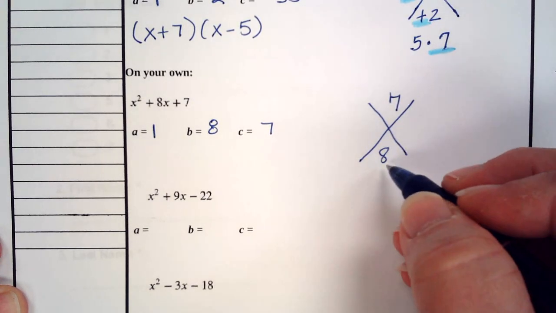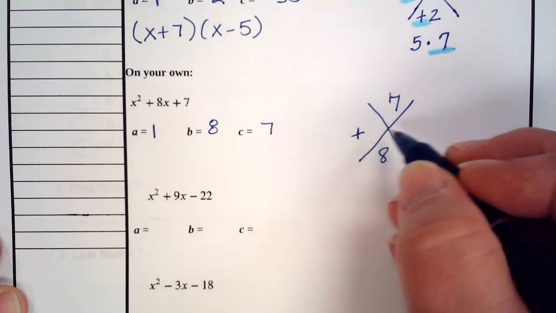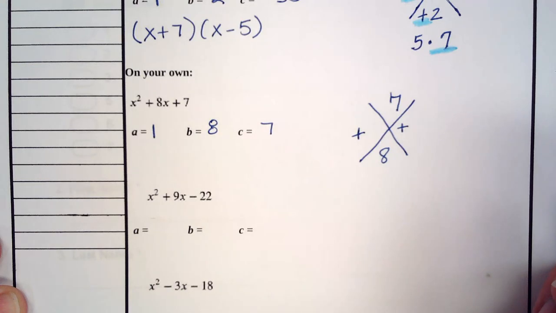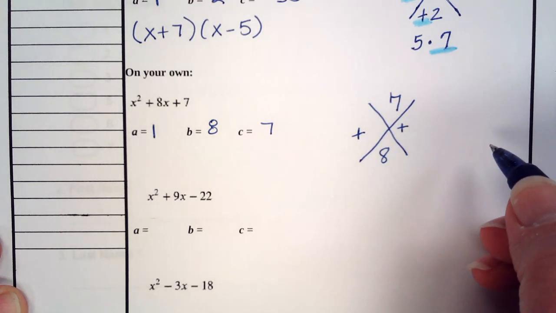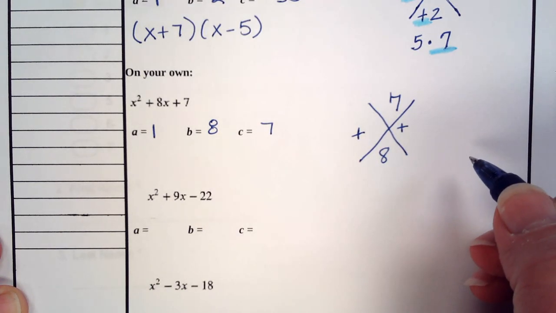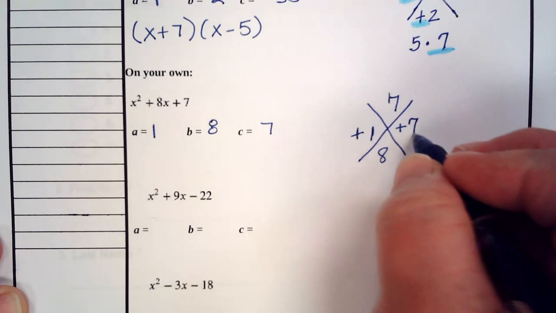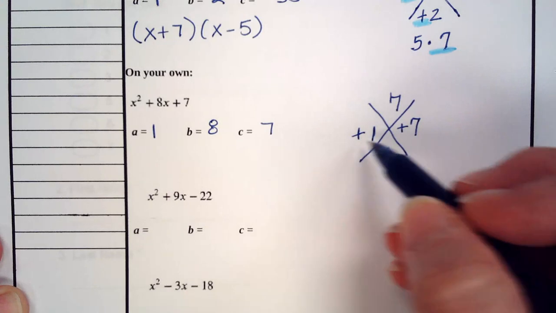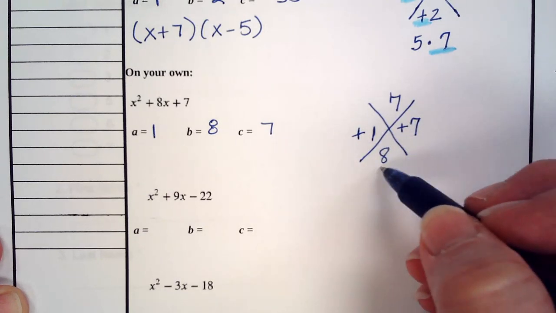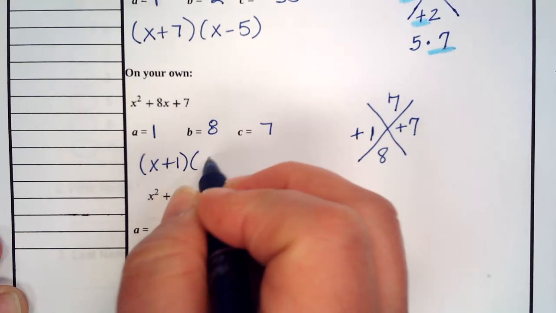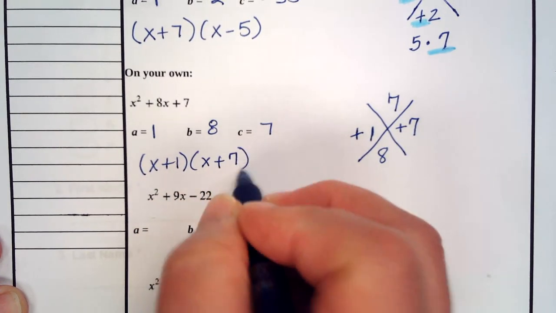Factors of 7 that add up to 8. Both of them have to be positive because everything up here is positive. Okay, there's only one. 7 is a prime number. Its only factors are 1 and itself. 1 times 7 is 7. 1 plus 7 is 8. So it is x plus 1 times x plus 7. And we're done.